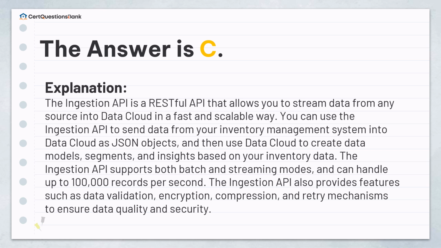The Ingestion API is a RESTful API that allows you to stream data from any source into Data Cloud in a fast and scalable way. You can use the Ingestion API to send data from your inventory management system into Data Cloud as JSON objects, and then use Data Cloud to create data models, segments, and insights based on your inventory data. The Ingestion API supports both batch and streaming modes, and can handle up to 100,000 records per second. It also provides features such as data validation, encryption, compression, and retry mechanisms to ensure data quality and security.